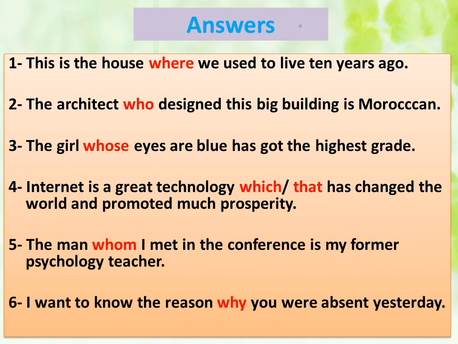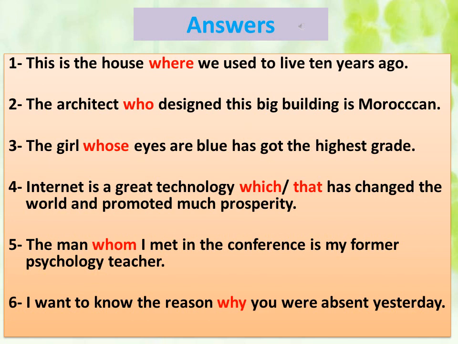Okay, here are the answers. Number 1: this is the house where we used to live 10 years ago. Where modifies a place. Number 2: the architect who designed this big building is Moroccan. We use who because we need a subject for the verb designed. Number 3: the girl whose eyes are blue has got the highest grade.